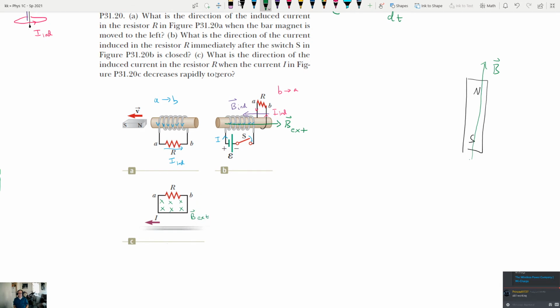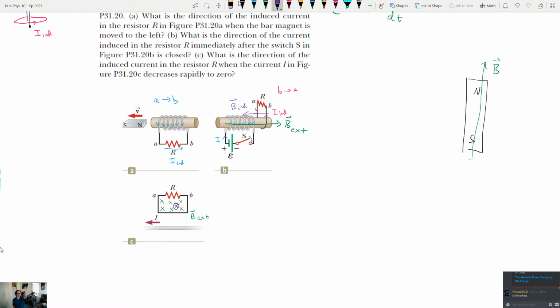Now we'll read the problem again. Part C says, what is the direction of the induced current in the resistor when the current decreases rapidly to 0? So if the current decreases to 0, the external magnetic field decreases to 0, which means we have a situation where the flux is decreasing. So when the flux is decreasing, you point your fingers in the direction of the external field, but then you just leave your fingers pointing in the same direction. And that's the direction of the induced field. So our induced field goes this way.